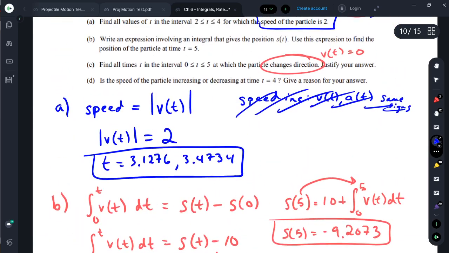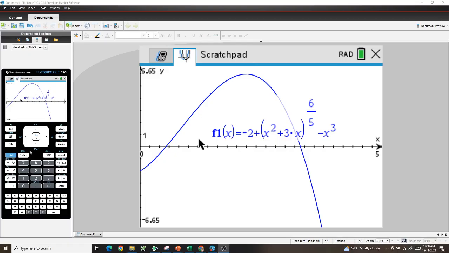All right, and then finally we have D: is the speed increasing or decreasing at time 4? I'm going to put this in here. We already talked about that. That's checking the signs. So we want v of 4 and we want a of 4. And we're going to get these on our calculator. So I'm going to pop back to our calculator.